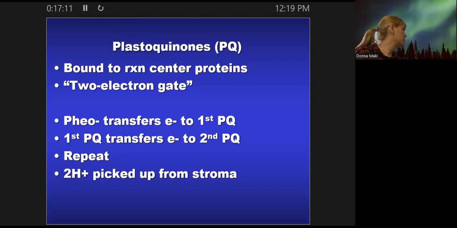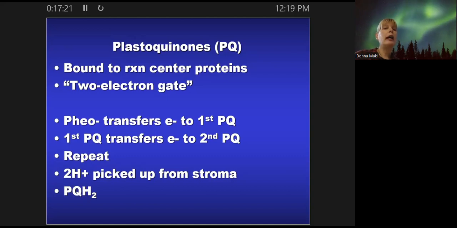So they're going to grab 2 protons from the stroma. So now 2 protons have disappeared, so to speak, from the stroma. They become attached to the plastoquinone, and that's important to think about. When you write it like this, PQH2, that denotes that that second plastoquinone has 2 electrons and it grabbed 2 protons. PQH2, it's fully reduced, ready to go.